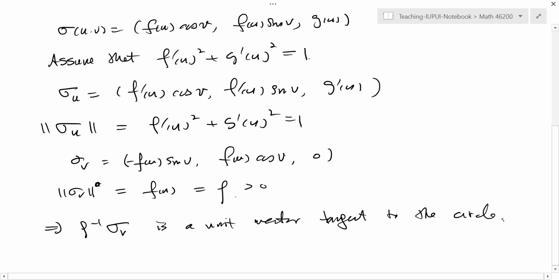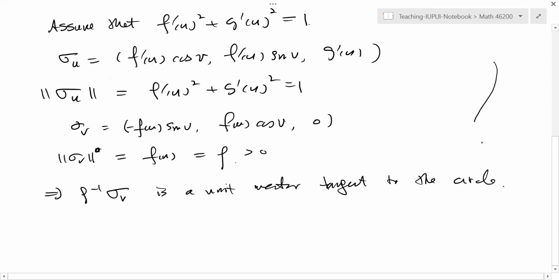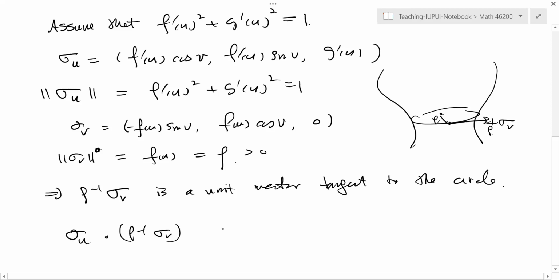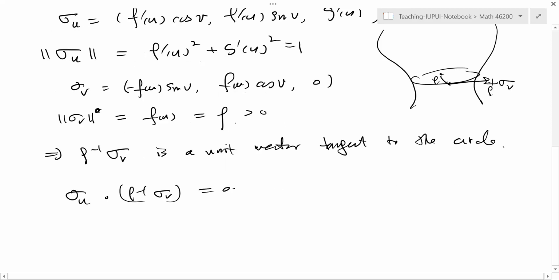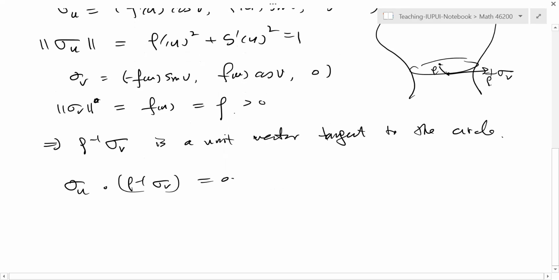Tangent to the circle on this surface. So this is sigma v. If we divide by the radius rho, that's going to be the tangent vector. We also know that sigma u dot sigma v is 0. They're perpendicular, right? Okay, that's what we know.